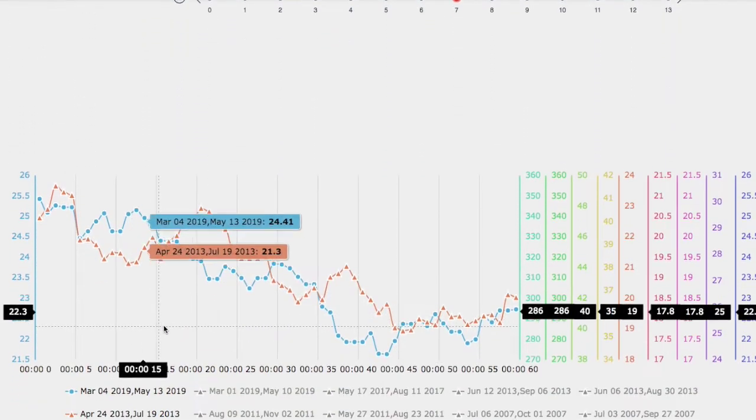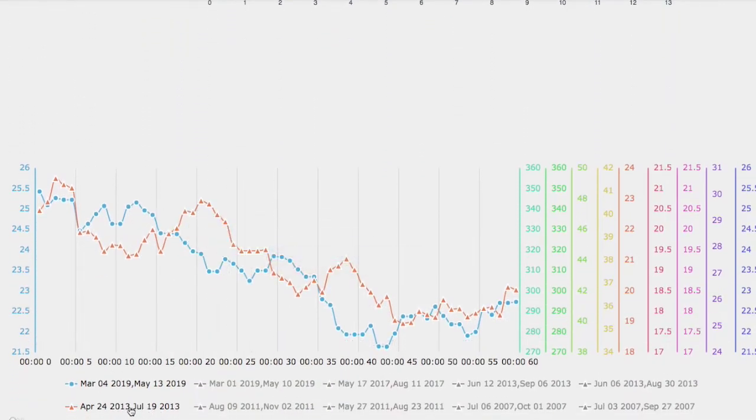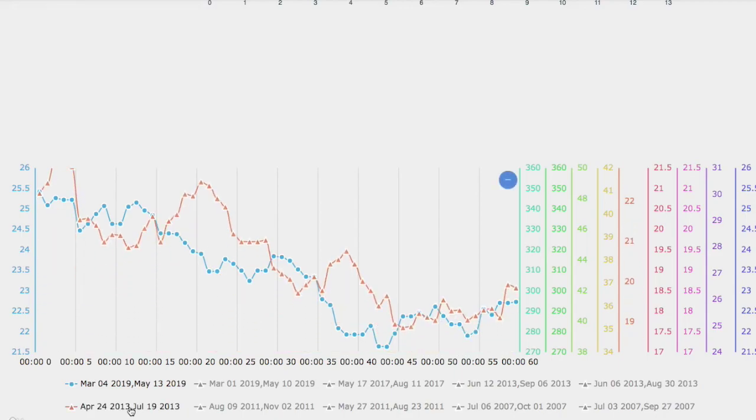And here's the line graph that I compared it to, overlapping the 2013 model with our current trend.